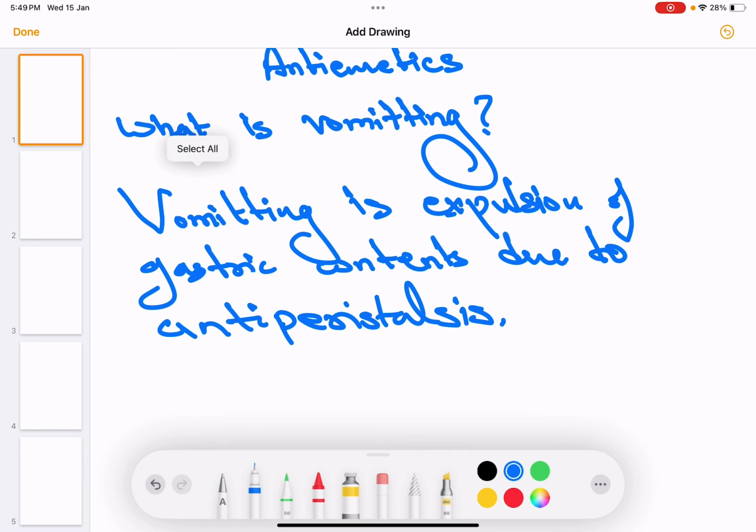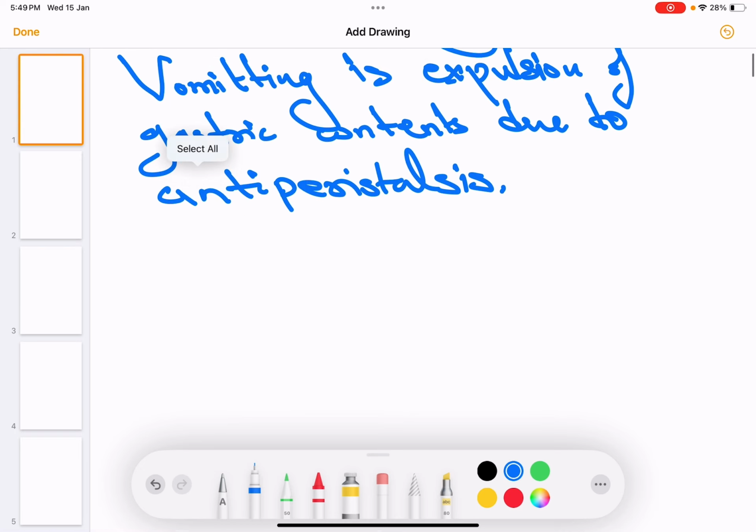So what is antiperistalsis? Antiperistalsis is GI movement opposite to peristalsis, that is from stomach towards esophagus. Normally our GIT movements are from esophagus towards stomach towards intestine. But these are in the opposite direction. Now vomiting is preceded by a feeling of nausea. Nausea is a feeling of discomfort that occurs before vomiting and is usually a premonition to vomiting.